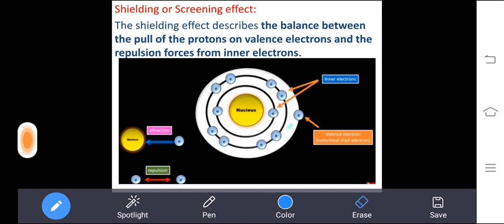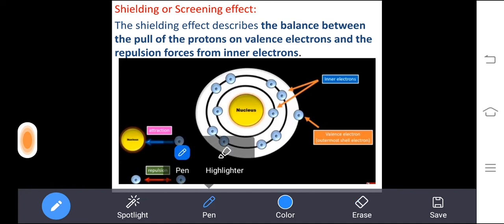If the inner electrons are more, then the shielding effect will also be more. More number of inner electrons, more shielding effect. Less number of inner electrons, less shielding effect. So in the shielding effect, the nucleus and electron attraction will be there, and at the same time the electron repulsion also will be there. So two things will happen.